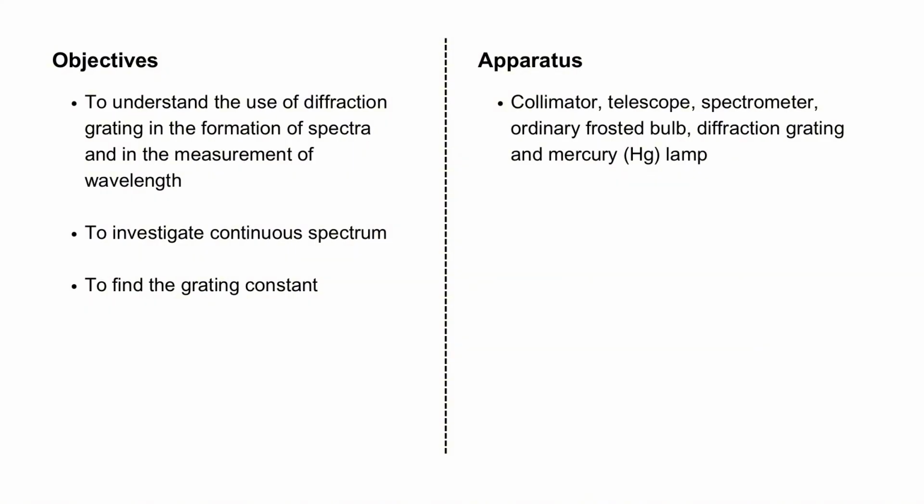The apparatus that I use are collimator, telescope, spectrometer, ordinary frosted bulb, diffraction grating, and mercury lamp. Mind that we can change the mercury lamp with another lamp that has high intensity. If it's low intensity, then we can use it to change the mercury lamp.